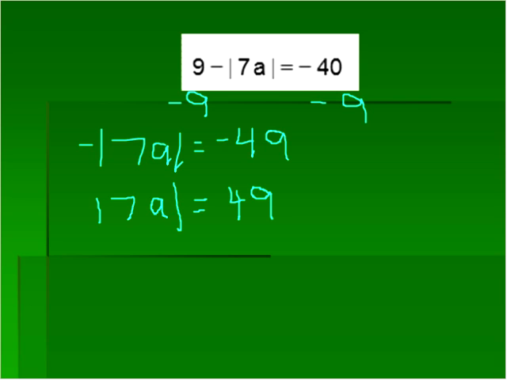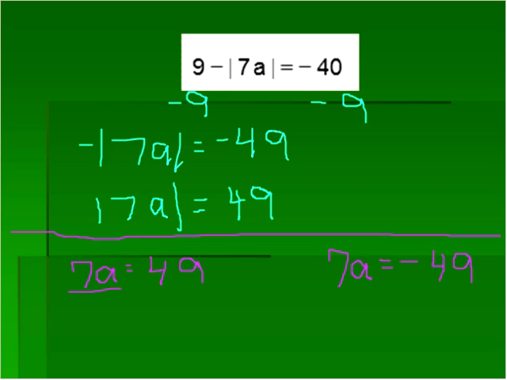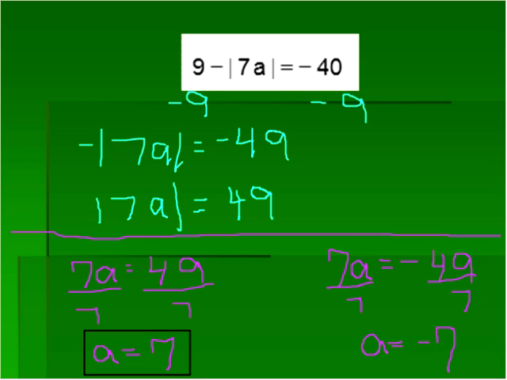Now that I have the absolute value sign isolated here, I can set up my two equations. So I can have 7a equals positive 49, or I can have 7a equals negative 49. And to solve for a in each of these equations, we're going to divide by 7. So in my first equation, I get a equals positive 7. And in my second equation, I get a equals negative 7. So my two answers here are positive 7 and negative 7.